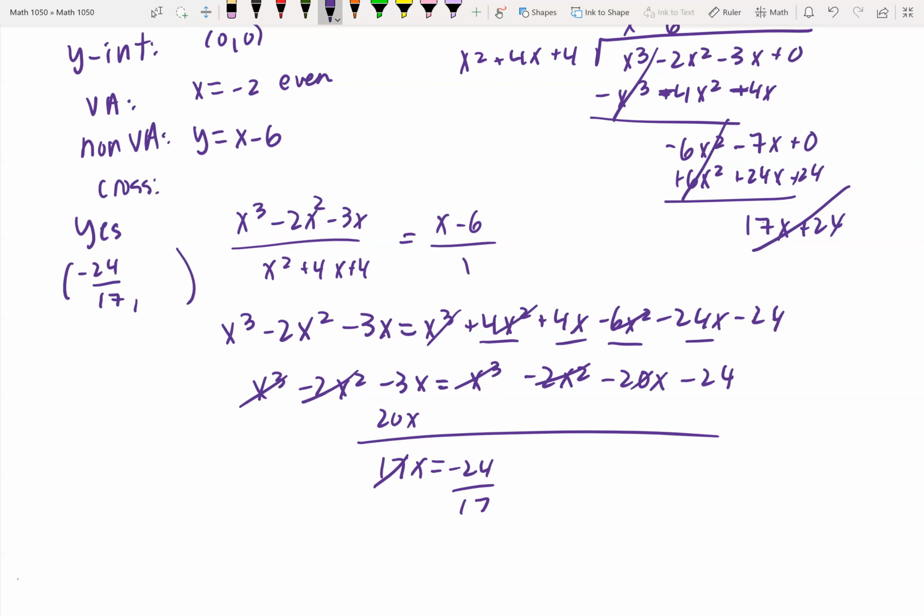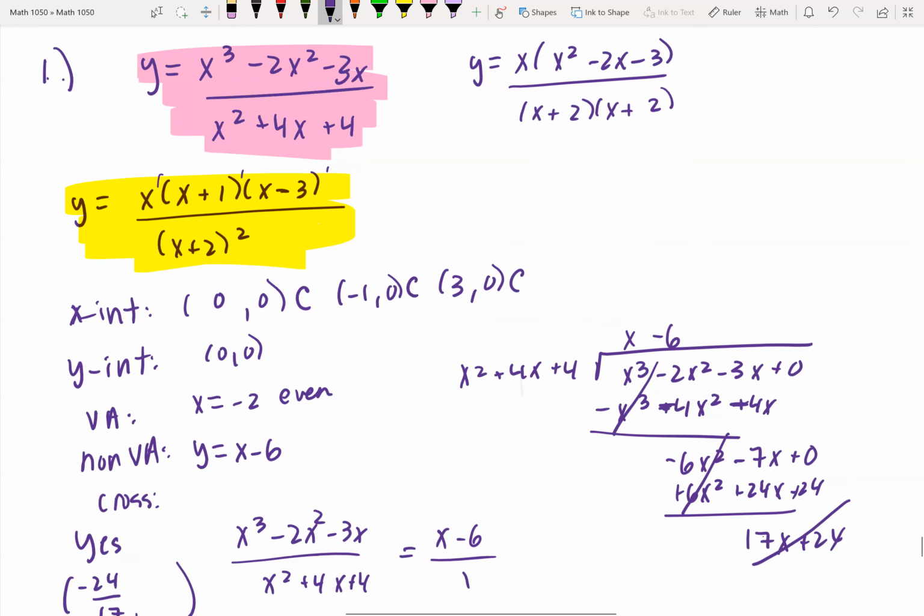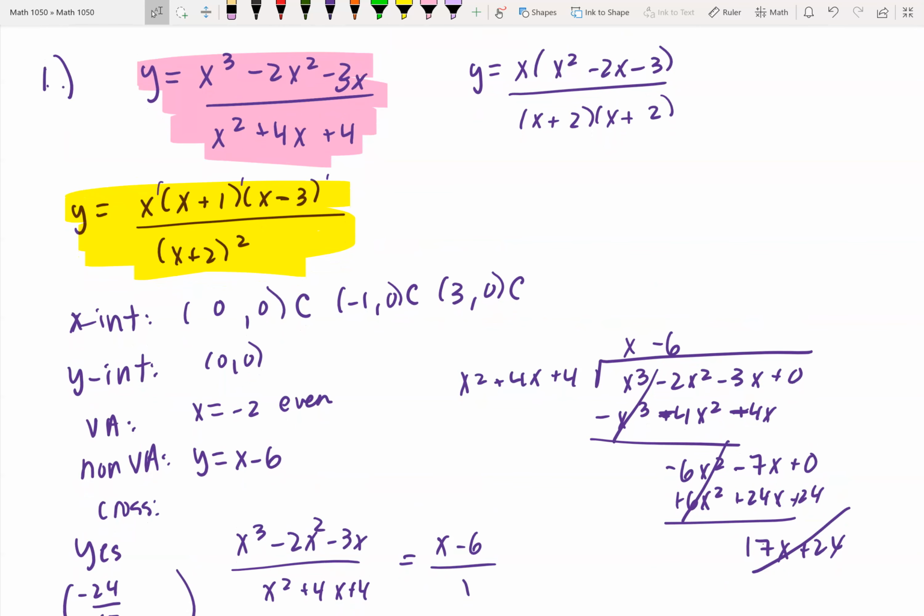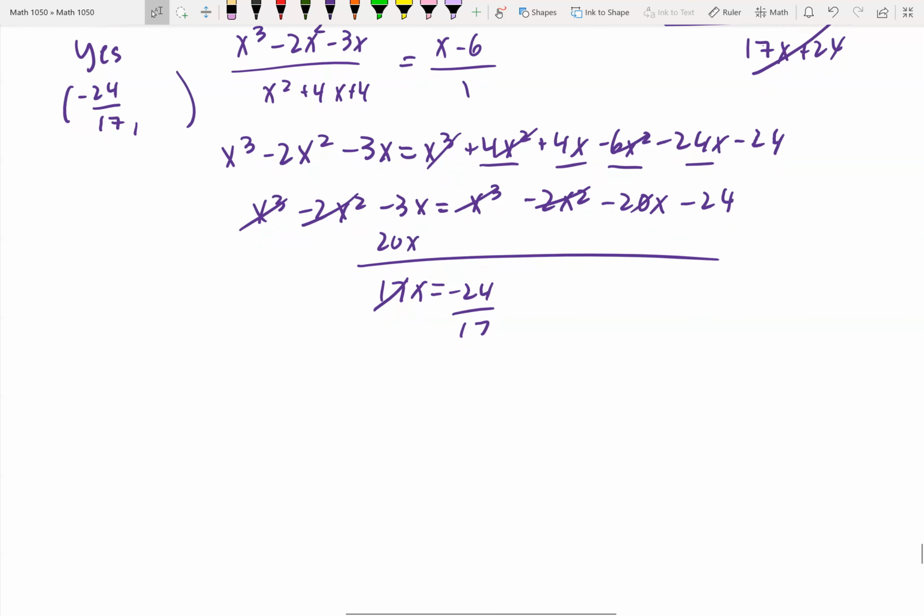Now you grab your calculator and go negative 24 divided by 17, store, enter. And then you're going to put it into the original function. So you go parenthesis, memvar, enter, raise it to the third, minus 2, memvar, enter, x squared, minus 3, memvar, enter, close it, divided by parenthesis, memvar, enter, x squared, plus 4, memvar, enter, plus 4, close it, enter, and I got negative 7.4. And that is sufficient.